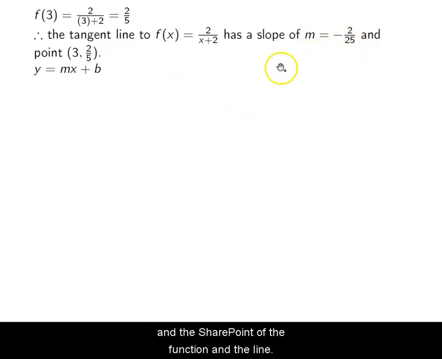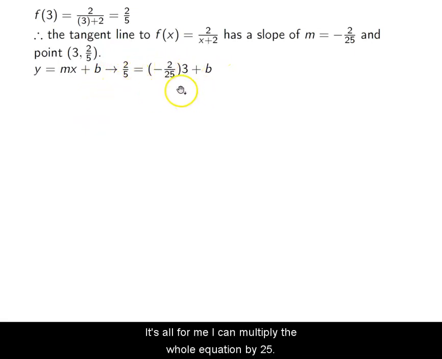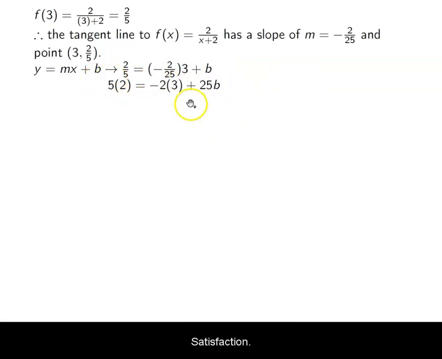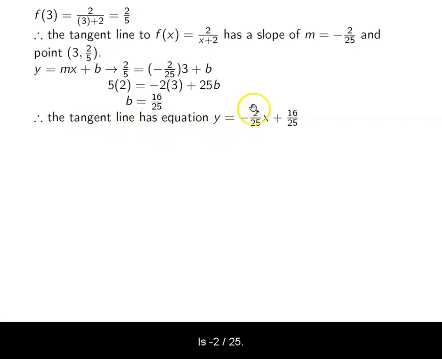Okay, so using the slope and this shared point of the function and the line, and plugging it into y equals mx plus b, I can solve for b. I can multiply the whole equation by 25 to clear this fraction out. I can take my 10 and add 6, so I get 16 is 25b. Solving for b gives me 16 over 25. So the equation of my tangent line is y equals negative 2 over 25 x plus 16 over 25.